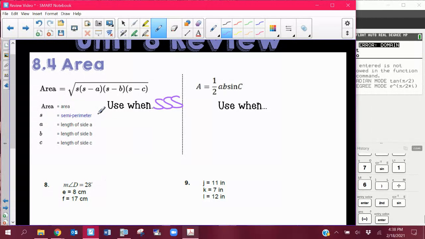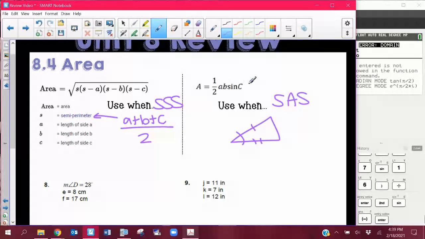This semi-perimeter, remember, semi is half. So you're going to find the perimeter of the triangle. So you're going to add up all the sides and just divide it by 2. That's it. That's a semi-perimeter. And then you plug it all in this formula, area pops out. This formula right here, the area equals 1/2 ab sine C. It looks a lot more like the area equals 1/2 base times height. That's going to be when you have a side-angle-side triangle. So when you have 2 sides and the angle that is in between them.